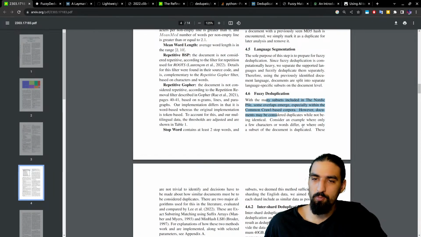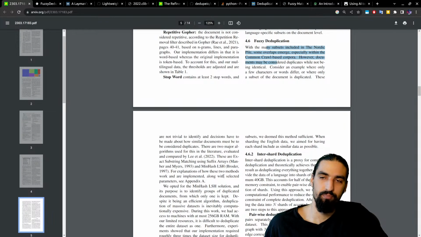However, documents may be considered duplicates while not being identical. Consider an example where only a few characters or words differ, or where only a subset of the document is duplicated. These are not trivial to identify, and decisions have to be made about how similar documents must be to be considered duplicates. There are two major algorithms used for this in the literature.